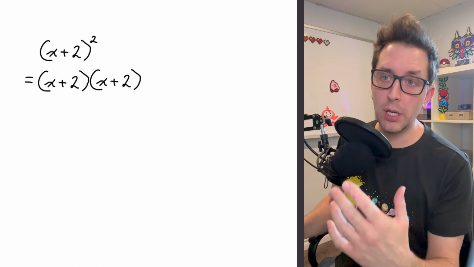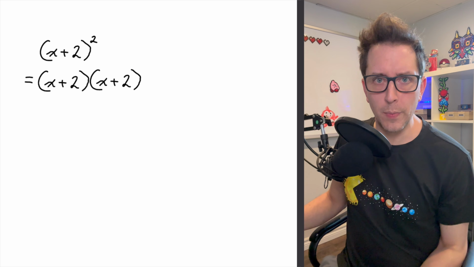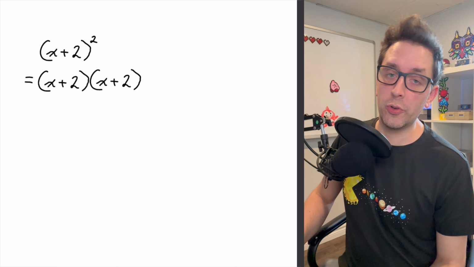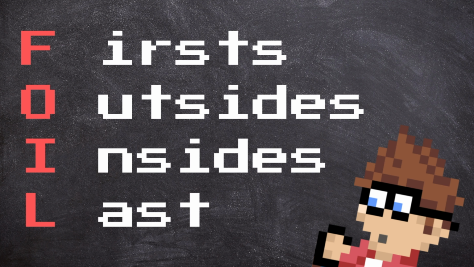So if that's incorrect, how exactly do we expand an expression like this, where we have a product of two binomials? Well, we're going to need a new tool, and that new tool is FOIL. Yeah, not that FOIL. FOIL is an acronym that stands for firsts, outsides, insides, lasts. And we're going to use that acronym to help us expand and simplify this x plus 2 times x plus 2 expression.